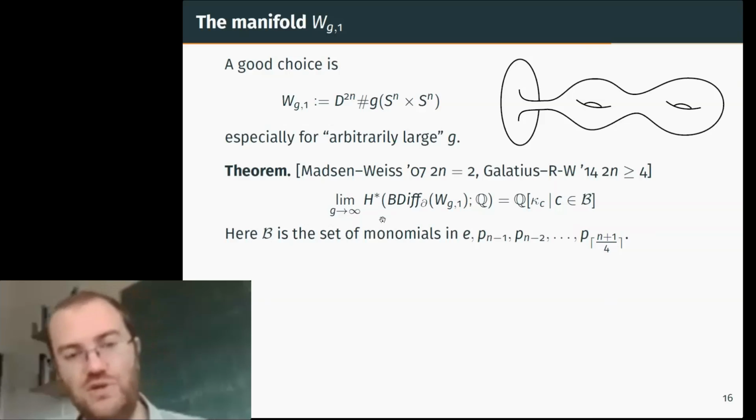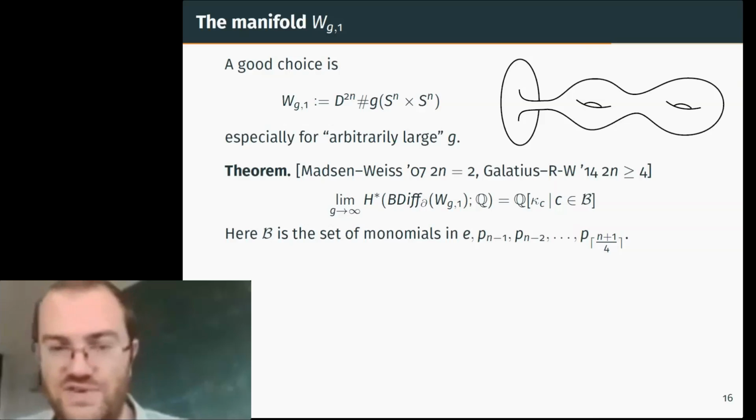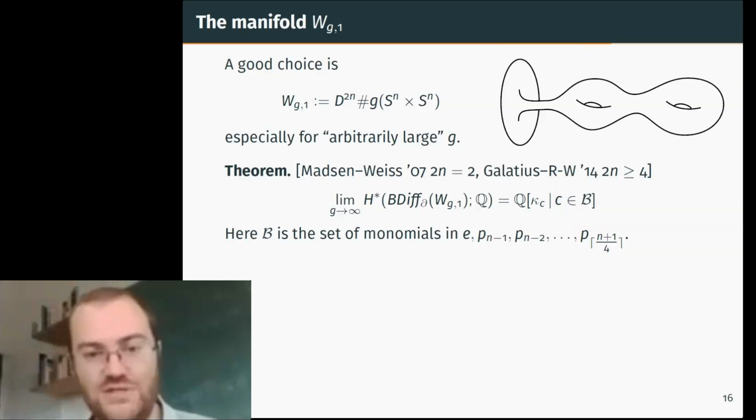There's another tool in this sort of subject, which has to do with how each term in this limit compares with the limit. So how do you compare the genus G answer with the genus infinity answer? It turns out for the story that I'm trying to explain, we only need the limiting case. We don't need to worry about this stability phenomenon, although that's very interesting in its own right and important for other applications.